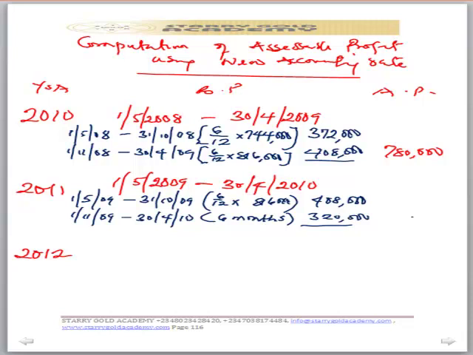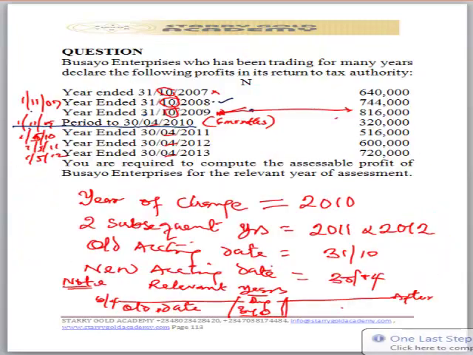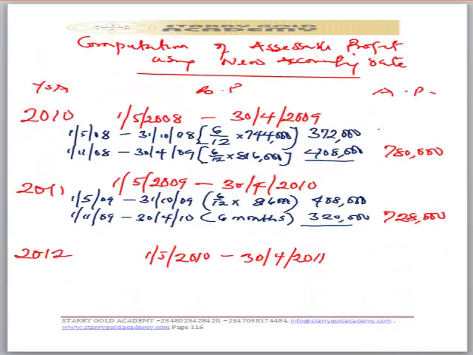So I can now go for the third year. In the third year now, our basis period will be 1/5/2010 to 30/4/2011. So we still have to find where we can get that. So we need a profit from 2011 that is actually given. We have this already, 516,000 straight away.